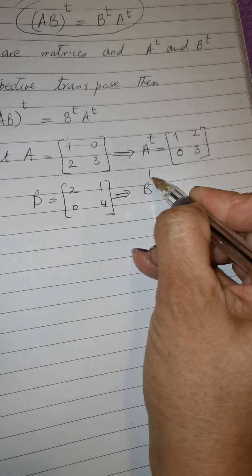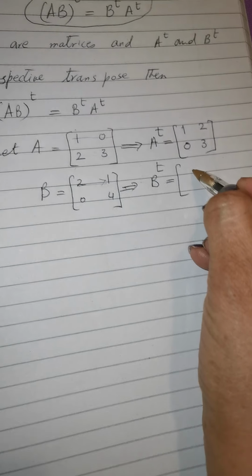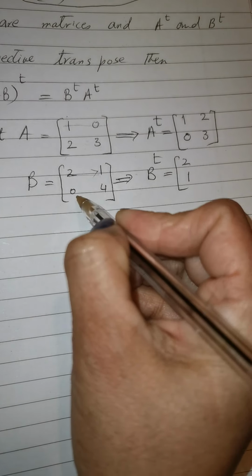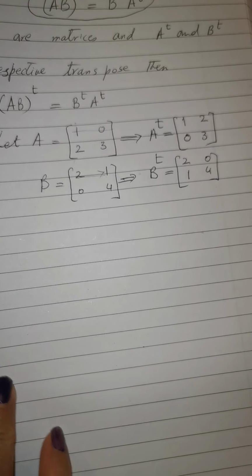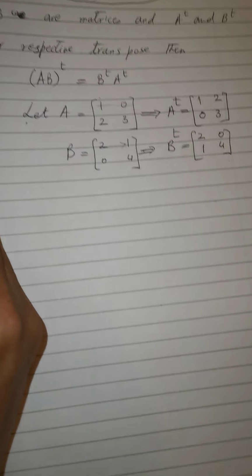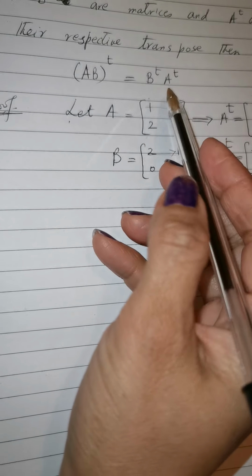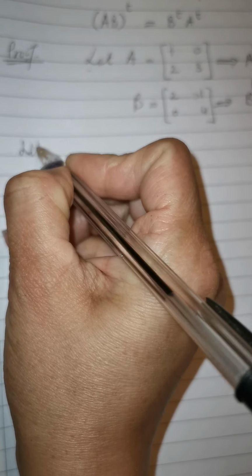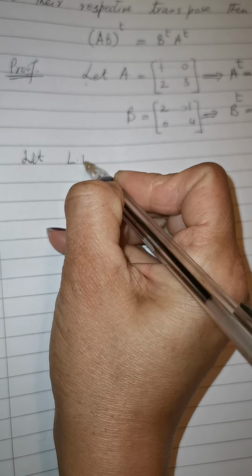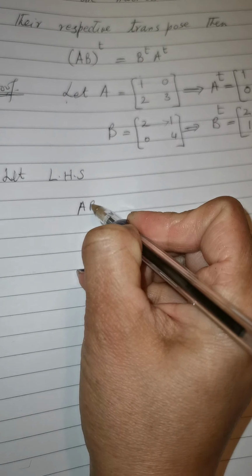Similarly, I will write the transpose of B, changing the first row into first column and second row into second column. Right. Now I have written A transpose, B transpose, and we have to prove this one. To prove this one, let first of all we prove left hand side. And how can we prove left hand side? First of all, we have to take the product of AB.